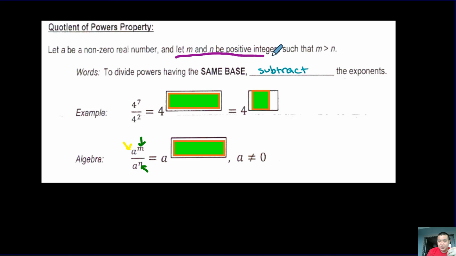But we'll learn later on that this doesn't necessarily have to be the case, but we'll talk about that when the time arrives. So here, 4 to the 7th divided by 4 to the 2nd is the same thing as 4 to the 7 minus 2, which is 4 to the 5th, because 7 minus 2 is 5. And for the more general rule, a to the m divided by a to the n is a to the m minus n, where a is not 0. Again, the base has to be not 0, which has been the case so far.